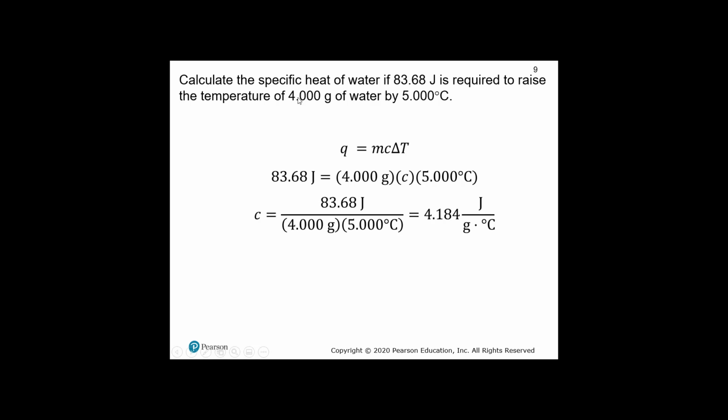If 83.68 joules, having one unit should tell you this is Q, is required to raise the temperature of 4 grams of water by 5 degrees, everything's pretty much given to you here. You just have to solve for the specific heat, which is C. So you isolate C, rearrange everything, and the specific heat of water is 4.184 joules per gram Celsius. And specific heat has 3 units, so that matches.